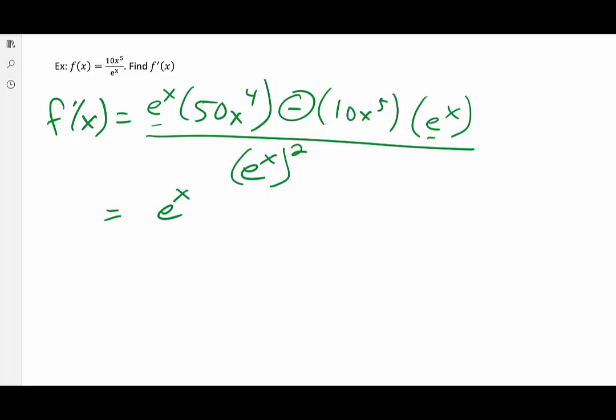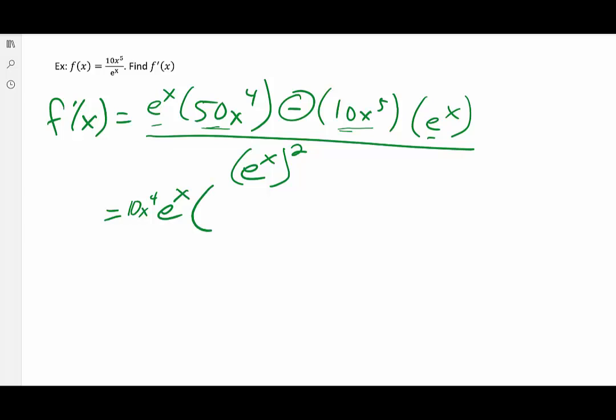And then I have a 50x to the 4th on the left and a 10x to the 5th on the right. So that means we can pull out a, let's see, a 10x to the 4th. Okay, how did I figure that out? Between 50 and 10, what's in common? 10. Between x to the 4th and x to the 5th, what can we pull out? An x to the 4th.